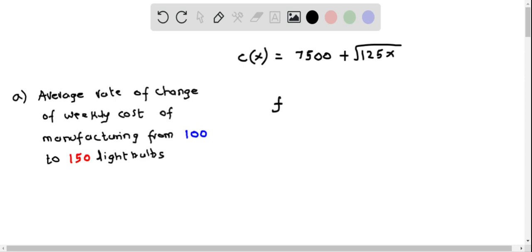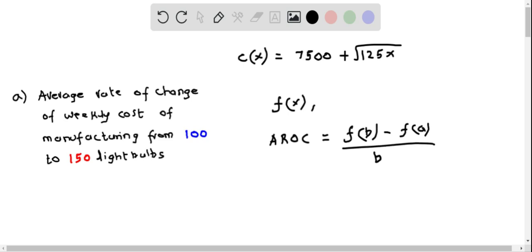For a function f of x, the average rate of change, which is written shortly as AROC, equals f of b minus f of a over b minus a, if the function is defined over the interval a comma b. So this is the formula that we will utilize. First let's identify the a and b for this part A question. Clearly this 100 is a and this 150 is b.